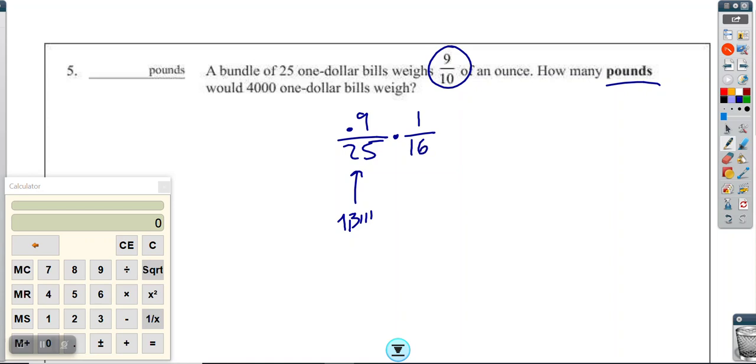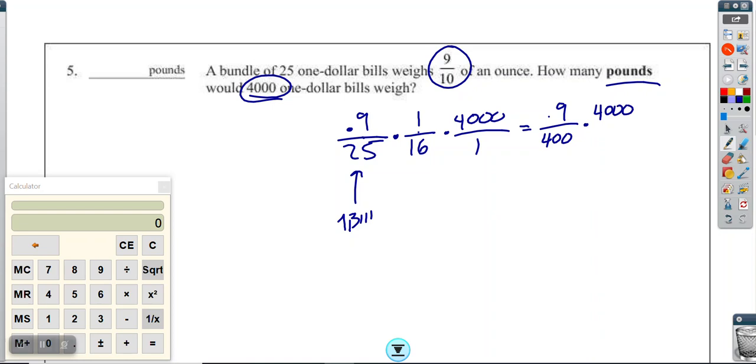All right, the last thing is I want to know how much 4,000 bills weigh. So once I figure out how many pounds a $1 bill is, then I have to multiply that by 4,000. And since everything else is in a fraction, I'm going to write that as a fraction. All right, so let's multiply some stuff together. So we're going to end up with 0.9 over 400, because 16 times 25 is 400. And then we're going to multiply that by 4,000.